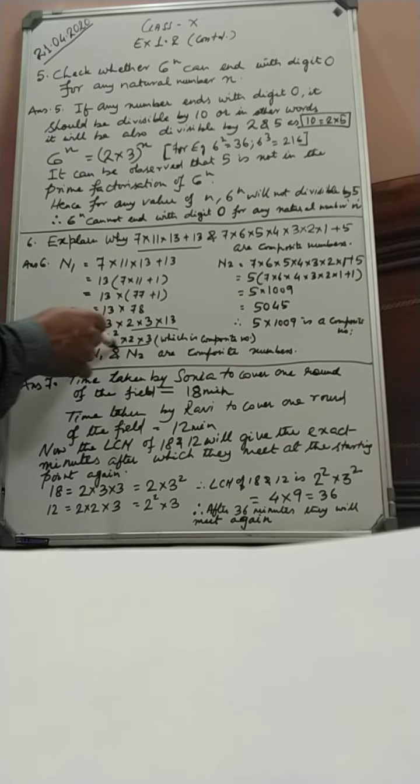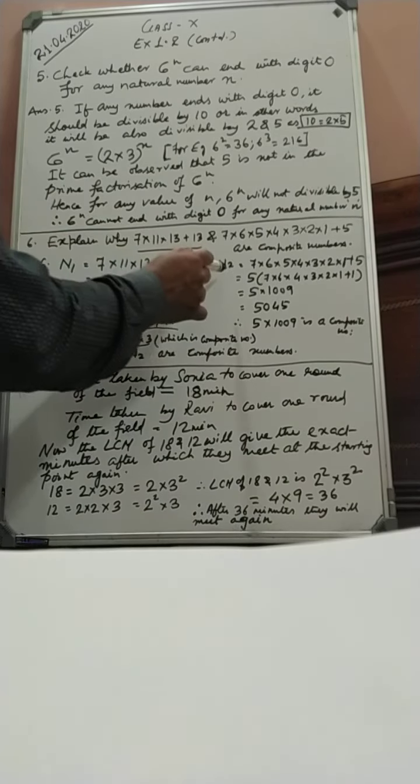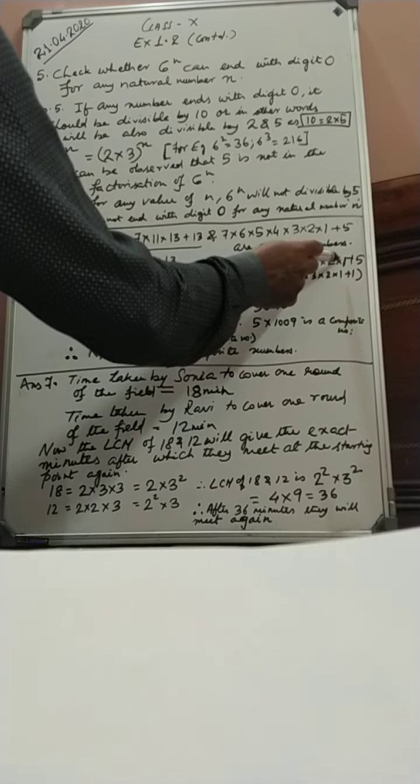So this is not a prime number, this is a composite number, because prime numbers are the numbers which have only two factors, the number and itself, whereas composite numbers are the numbers which have more than two factors. Now let us come to the second number. n2 equals 7 into 6 into 5 into 4 into 3 into 2 into 1 plus 5.